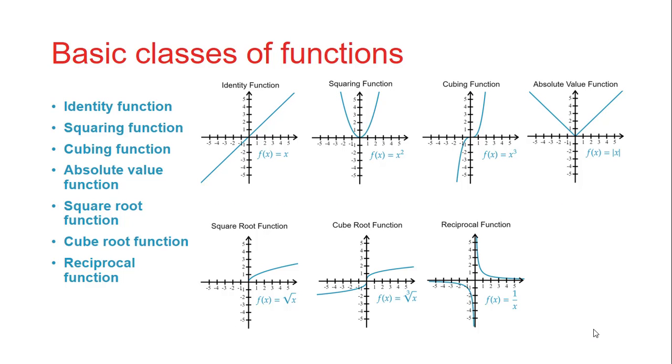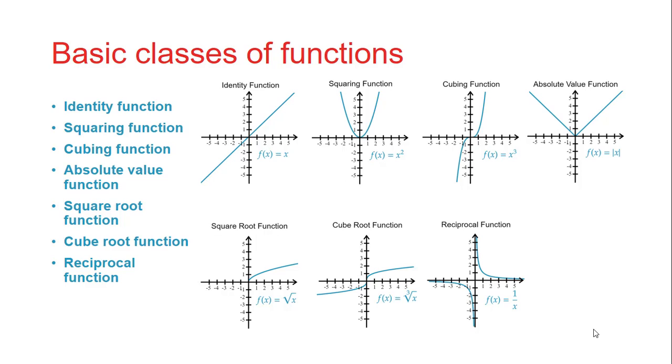In this section, we will do these transformations to some basic classes of functions, and these you really should have committed to memory. So there's 7 of them. You should know the name of the function, the rule that defines it, what the graph looks like, and some properties about the graph, the domain, and range.